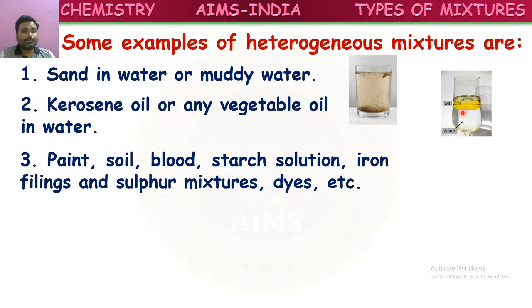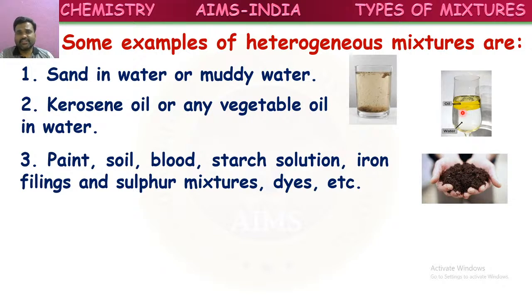Next, let us see paint, soil, blood, some solutions, iron filings and sulfur mixture, dyes. These all come under heterogeneous mixtures. Yes, the soil which we see regularly is made up of different components. If we take some soil into the hand and observe, it may contain some clay, some sand particles, some stones, some dirt particles, some pieces of wood. These all will be seen in the soil. So soil is a mixture of so many components, and these components are seen clearly, and hence it is a heterogeneous mixture.